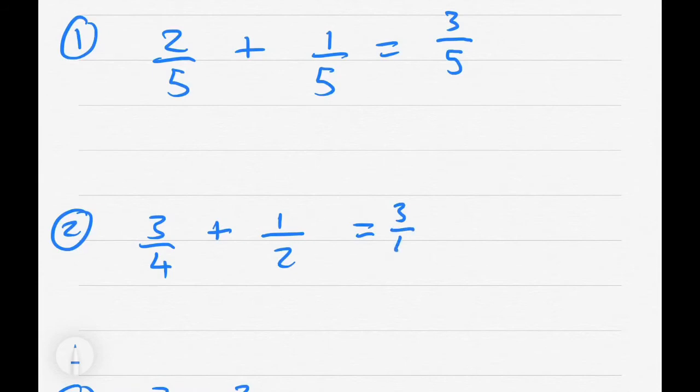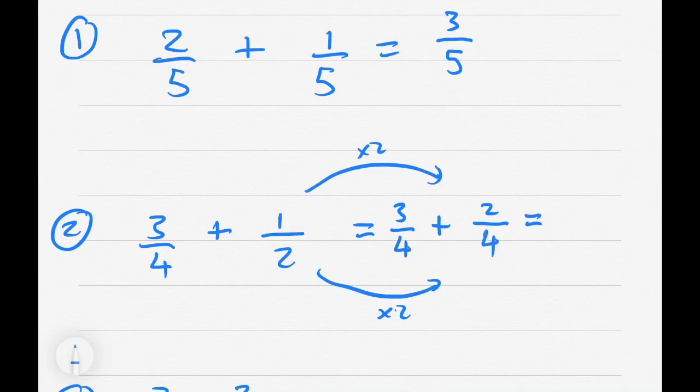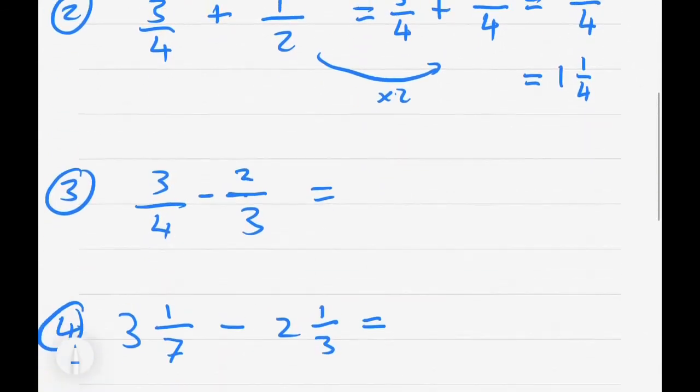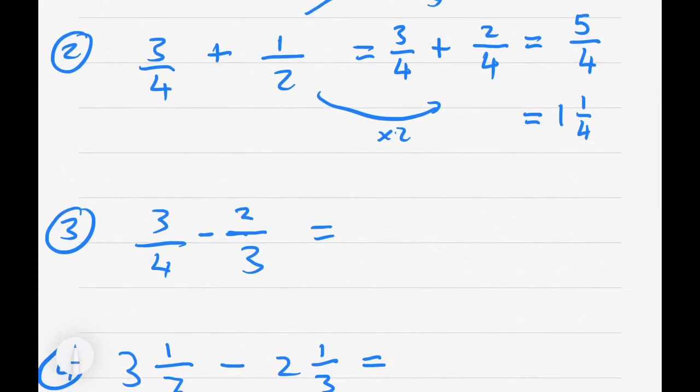So 3/4 remains the same. But this time the half, we're going to times top and bottom by 2. So times 2 and times 2. So 1 times 2 is 2 and 2 times 2 is 4. So we've now got the same common denominator and therefore we can add these two together. So 3 plus 2 is 5 all over 4. So that stays the same and we get an improper fraction. You can convert it to a mixed number if you need to. It depends what the question says in an exam, but this would go to 1 and 1/4 as a mixed number.